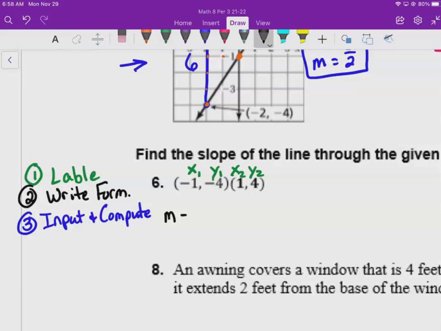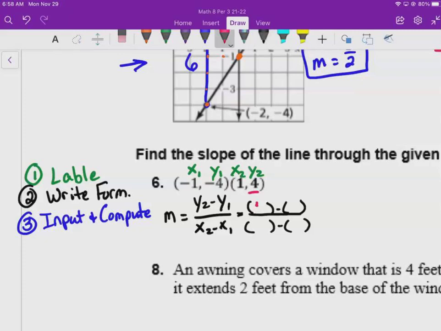Step 2, I have m equals y sub 2 minus y sub 1 over x sub 2 minus x sub 1. And then I've got parentheses minus parentheses over parentheses minus parentheses. Now go plug them in.